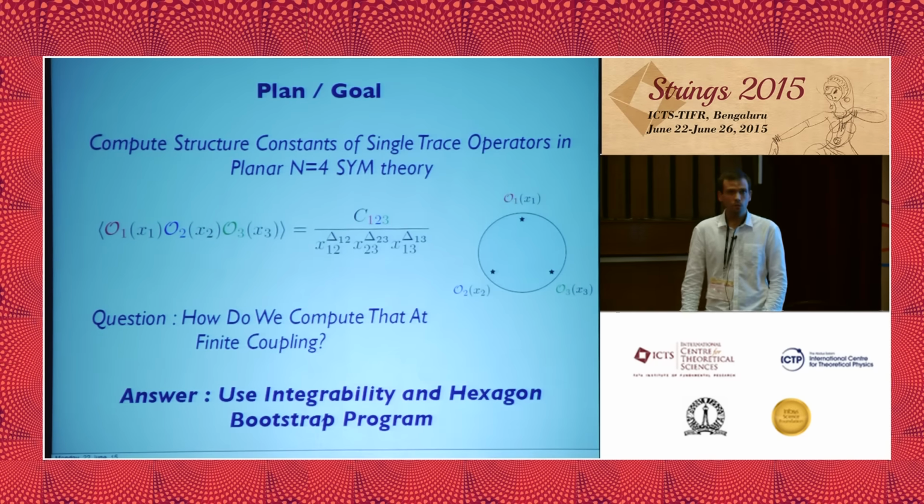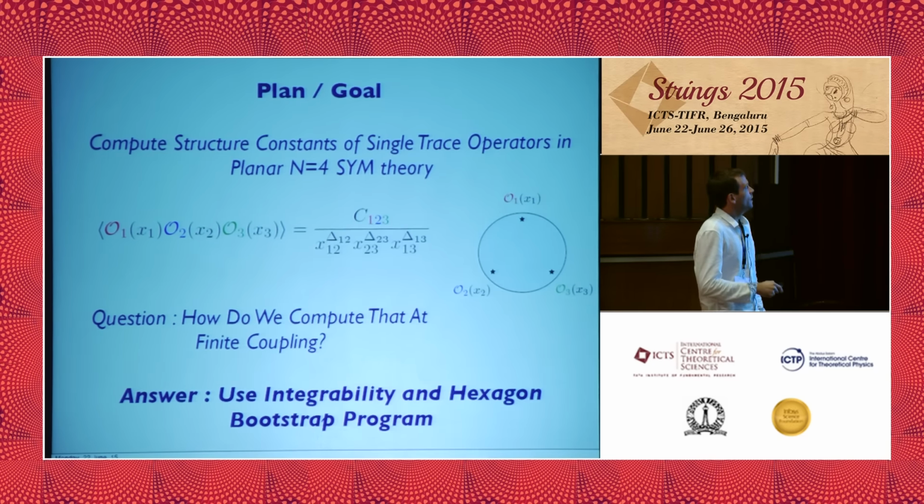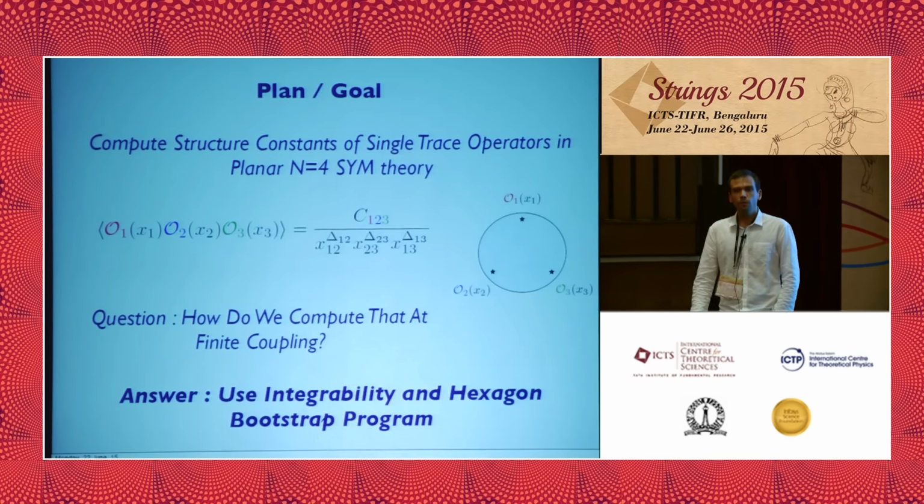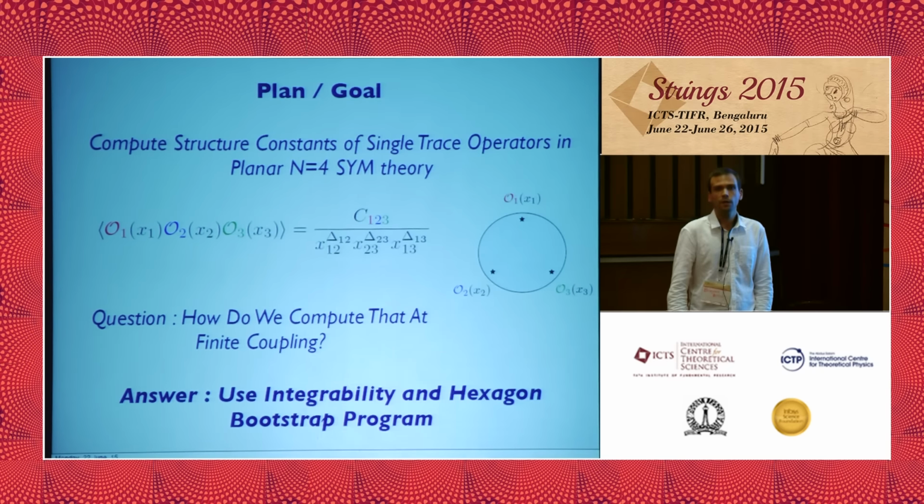As you know, thanks to conformal symmetry, if these operators are scalars, we have just a single structure, which is entirely fixed in terms of the positions of the operators and the scaling dimensions. So what is left to compute is essentially this number C, which is a function of the quantum numbers of the operators as well as the 't Hooft coupling.